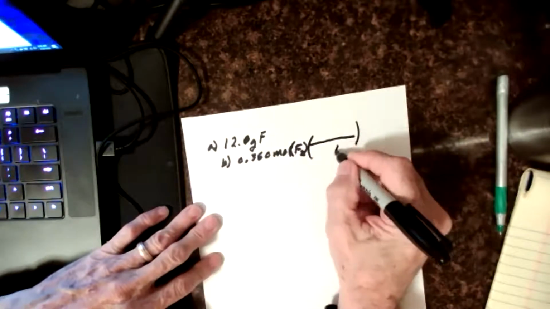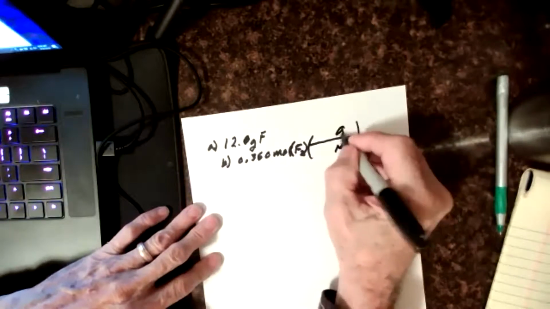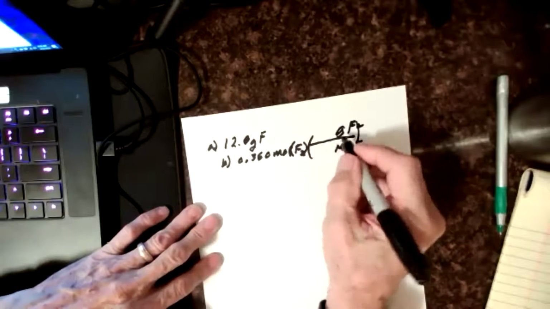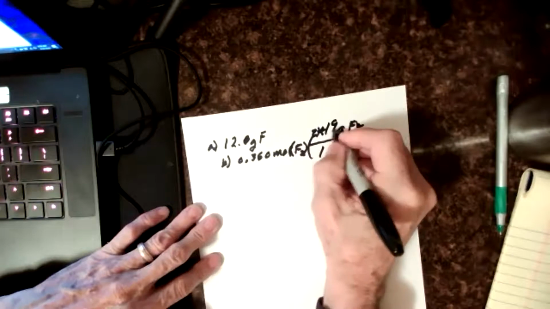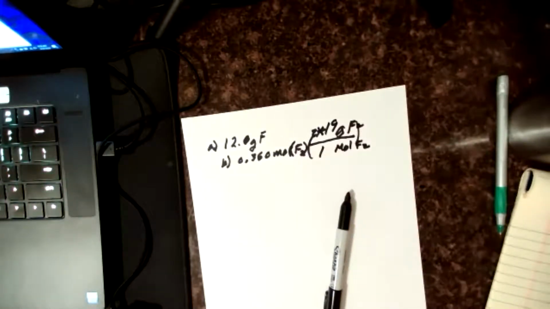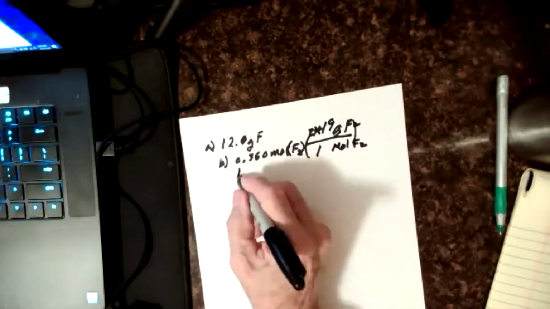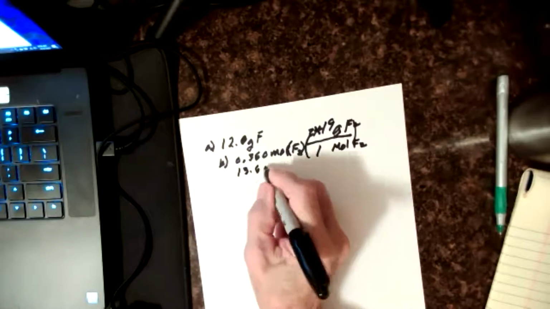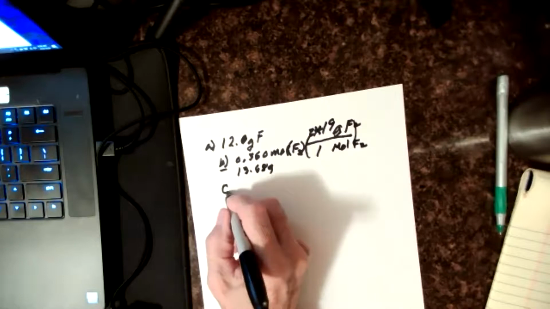So I want to go from moles of F2 to grams of F2. And 1 mole would be 2 times the atomic weight of fluorine, which is 19. Essentially, that's close enough. So if I had 0.36 moles times 2 times 19, that would come out to be 13.68 grams. So far B is ahead.